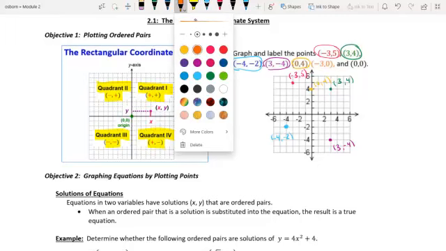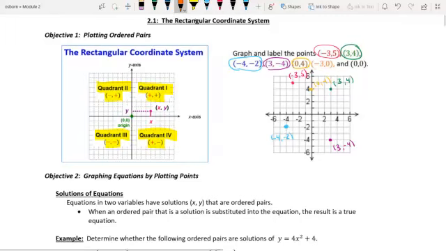Now for the next one, we've got negative 3, 0, which means I'm going to move to the left 3, but then I'm not moving up or down. So that is my negative 3, 0. And the last point that I'm asked to plot is my origin, so the coordinate point 0, 0, which is right here. It is where both the x and y axis intersect.